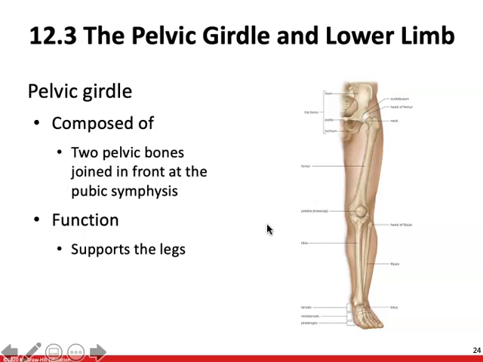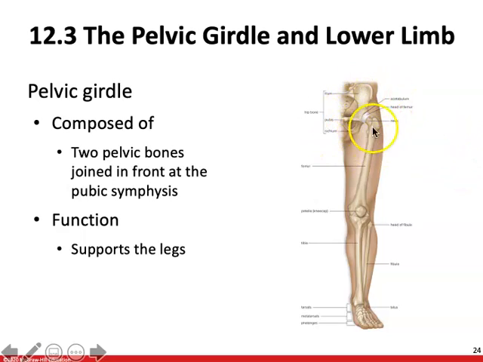appendicular skeleton. Now the lower half of the appendicular skeleton is going to contain the pelvic girdle and its lower limb. The pelvic girdle is going to be the hip girdle. It consists of 2 coxal bones or hip bones that are to be found right up in here. The pelvis, which is going to be composed of the pelvic girdle, sacrum, and coccyx.